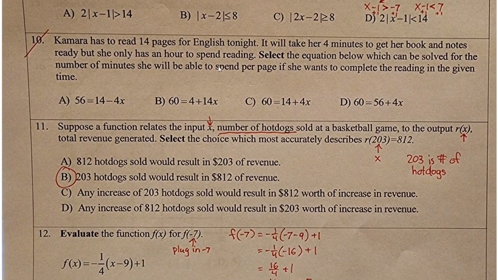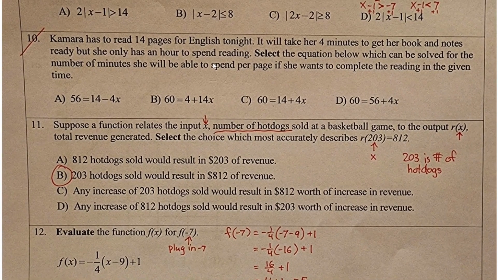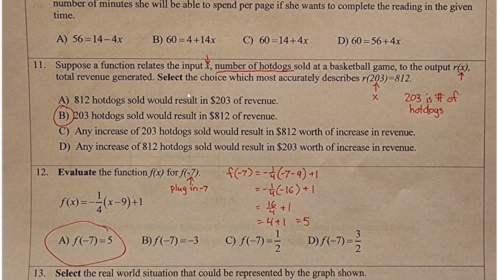Cool. Number 10, I'm actually skipping. I feel like it's written in a kind of intentionally confusing way. If you're wondering, the answer is B, by the way. Yeah, 60 minutes. It takes her 4 minutes to get ready. That's 4 minutes that she spends just one time. And then it's 14 pages times however many minutes it takes her to read a page, right? So that's the answer, but I just felt like it was a little intentionally confusing.